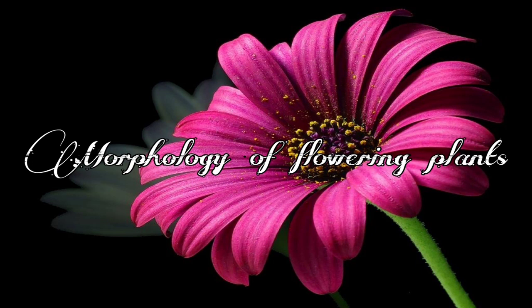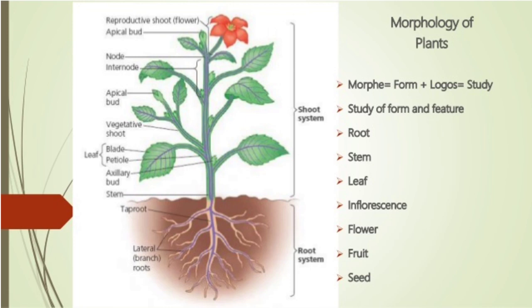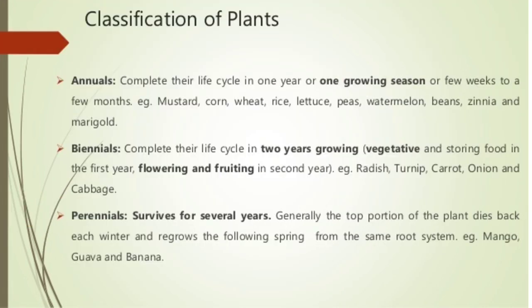As we are going to start our new chapter, Morphology of Flowering Plants. So let's start morphology of plant. So what is morphology? Morphology means study of the external and internal features or characters of a particular organism or plant. So in that we are going to study the features of roots, stem, leaf, flowers, fruit, etc.